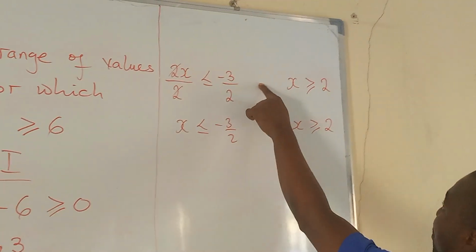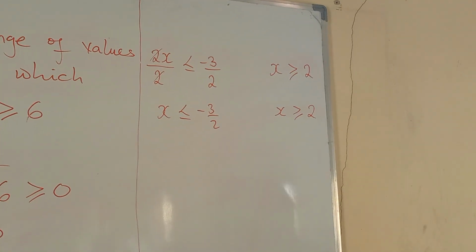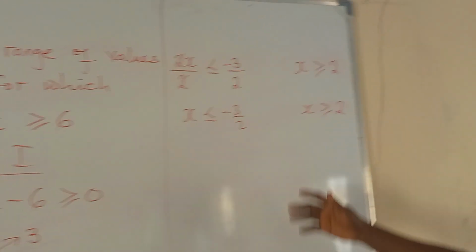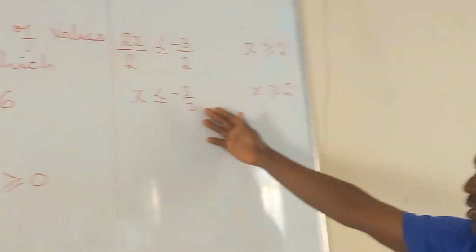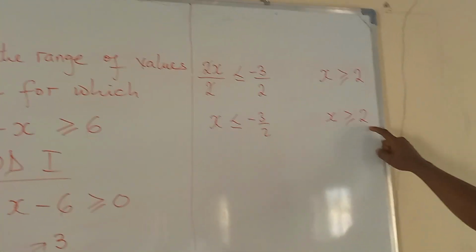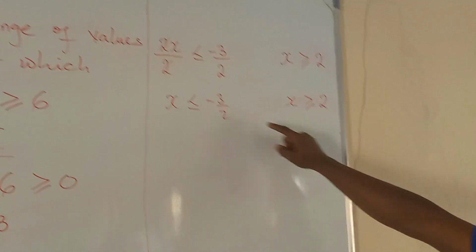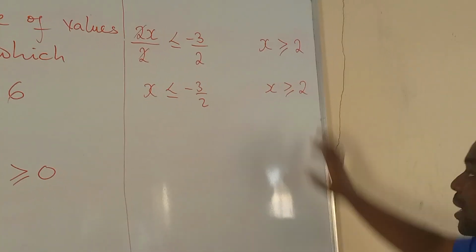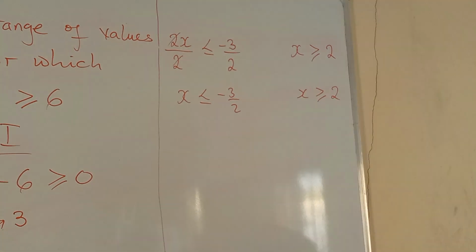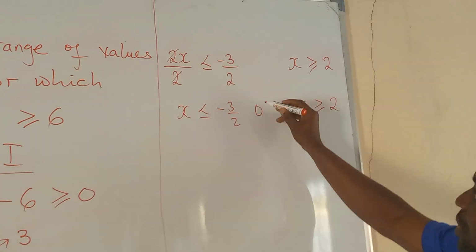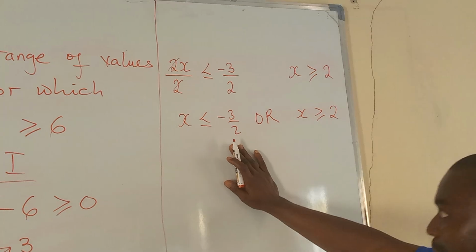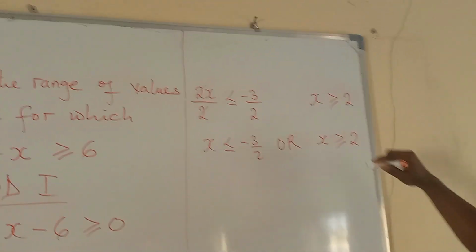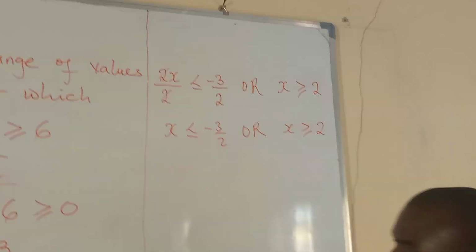Either you write the word OR in the middle or you write the word AND. So let's check. Is it possible for a number to be less than minus 3 over 2 and at the same time greater than 2? A number to be less than a negative number and at the same time greater than a positive number. It is not possible. So since it is not possible, we use the word OR.